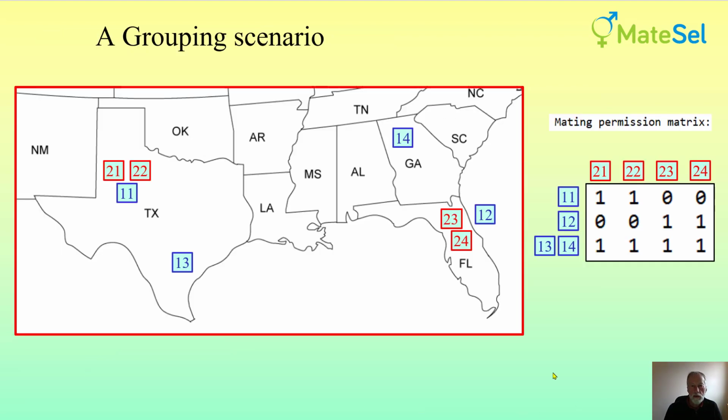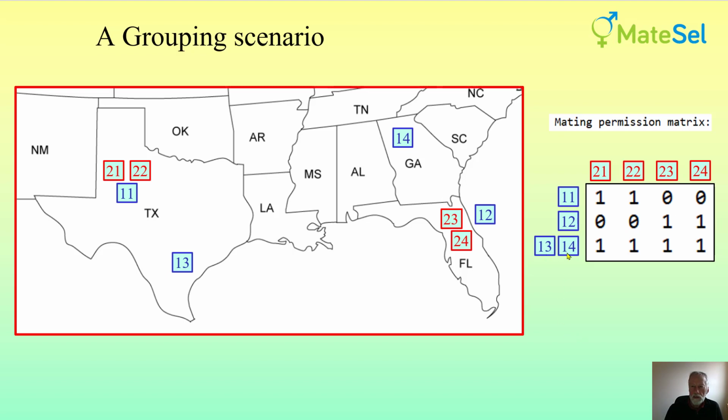So here is the scenario that I've dreamt up. The female groups are in red and the male groups are in blue, and this is the permission matrix. So male group 11 can mate with the 21 and 22 female groups, and the reason for that is that they're all located closely to each other here in Texas, and we're going to use group 11 males as bulls. Similarly, over in Florida, 23 and 24, these female groups are going to be mated by bulls from group 12. And we don't want to use group 12 bulls in Texas and vice versa, so that's why we have zeros here, and that's largely down to transport costs.